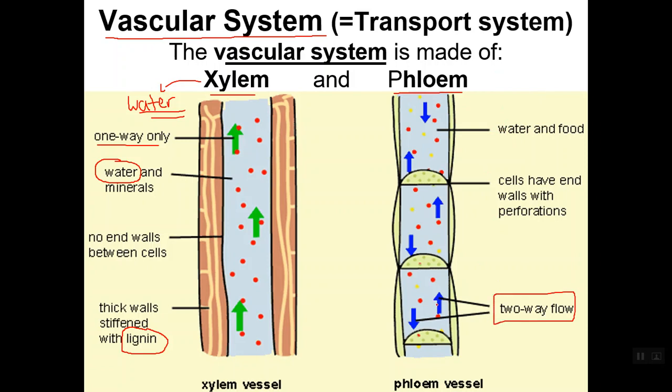This is if one leaf needs more sugar than the leaf next to it, it can send it sugar. It doesn't always have to go one direction like the xylem does. There's a little bit of a structure difference here with how the cells are arranged, but you don't really need to pay attention to that. The one thing that I do want you to focus on, though, is that phloem also is going to contain food. And by food, we mean sugar, glucose.